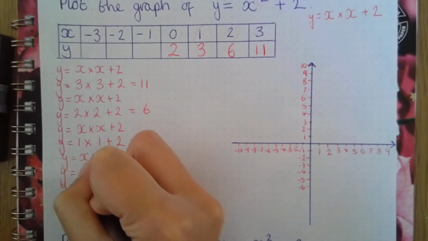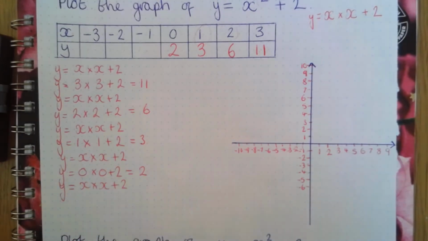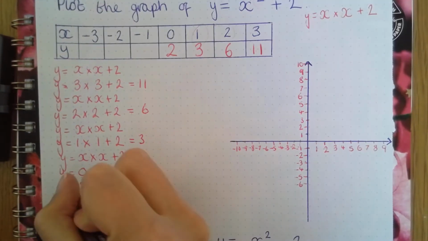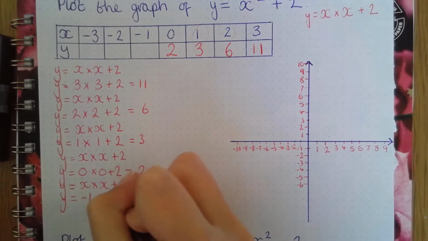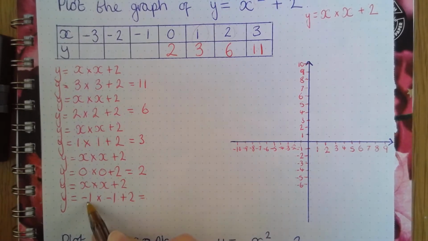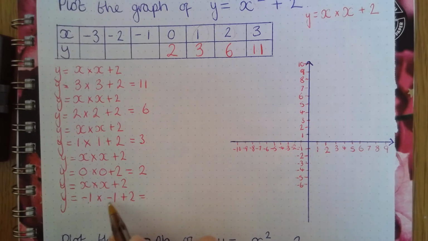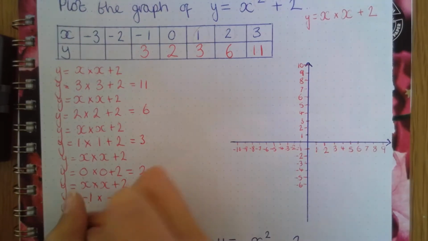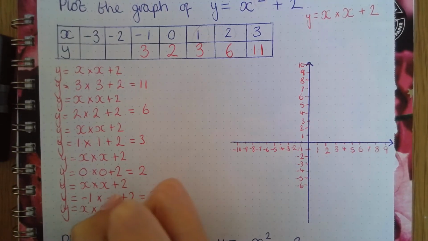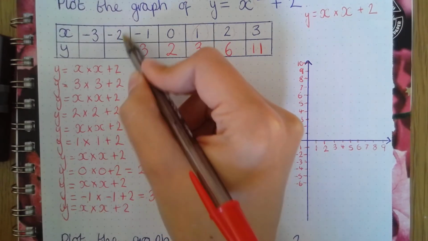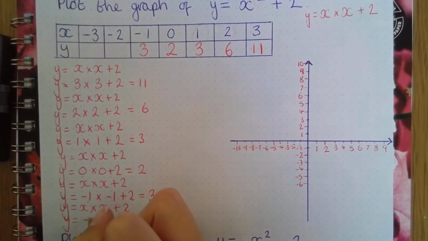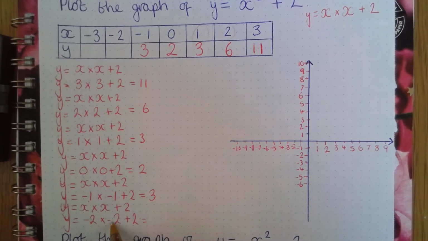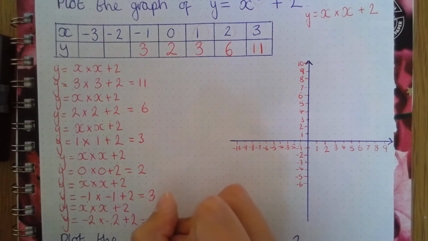So y equals x times x plus 2. So instead of x times x plus 2, it's negative 1 times negative 1 plus 2. So negative 1 times negative 1 is 1, and then 1 plus 2 is 3. So that's 3. Next one, x times x plus 2. This time we're using negative 2. So it's y equals negative 2 times negative 2 plus 2. Negative 2 times negative 2 is 4, plus 2 is 6.